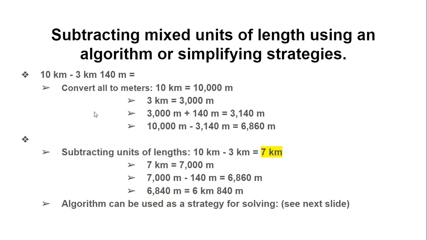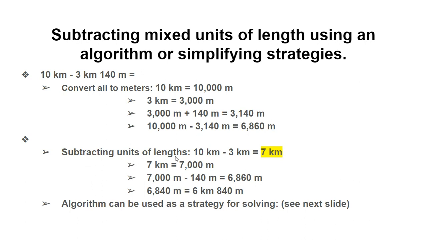When subtracting mixed units of length using an algorithm or simplifying strategies, you are going to do maybe a couple different strategies. So in this first one, I have 10 kilometers minus 3 kilometers, 140 meters. I'm going to convert my 10 kilometers to 10,000 meters. I'm also going to convert my 3 kilometers to 3,000 meters. Add in the 140 to my 3,000. So I'm going to convert all of this to meters to get 3,140 meters. Then subtract off my 10,000 meters. 10,000 meters minus 3,140 meters equals 6,860 meters.